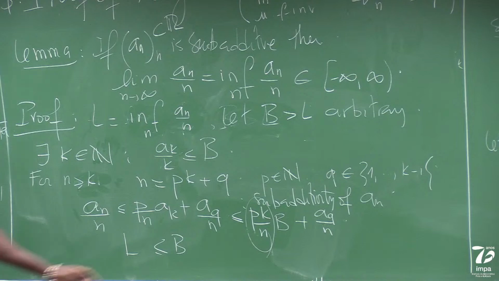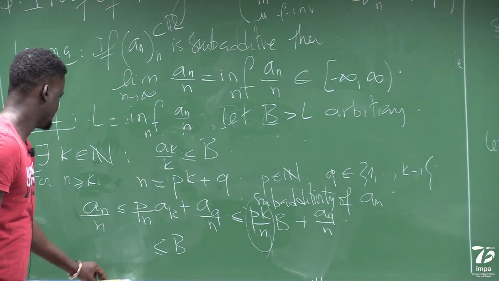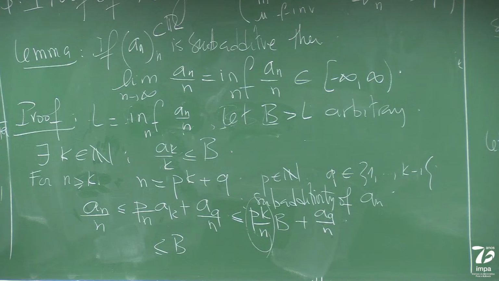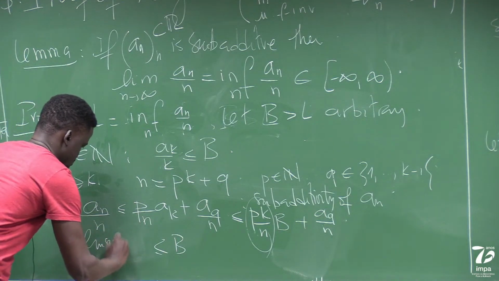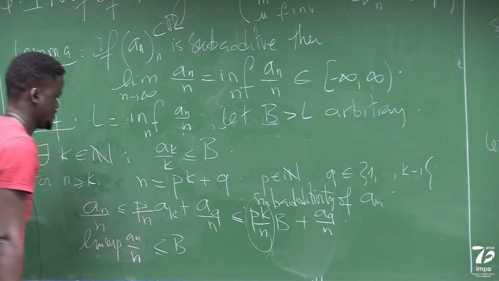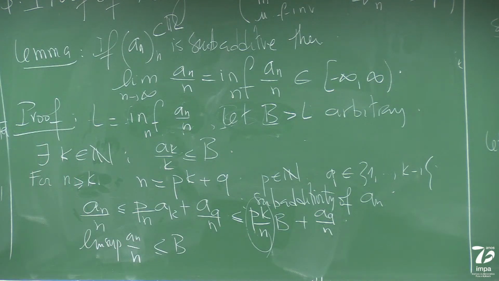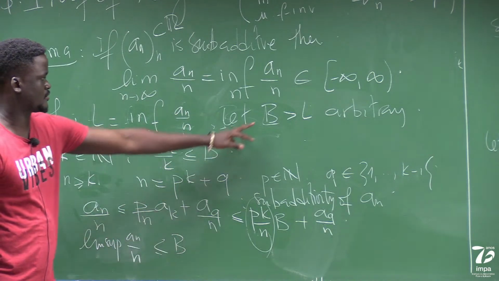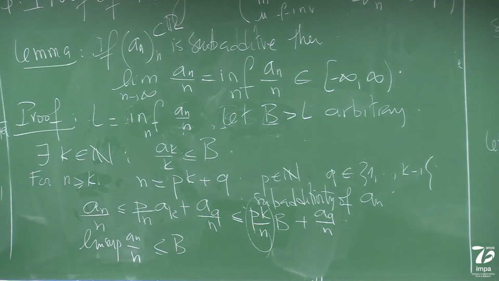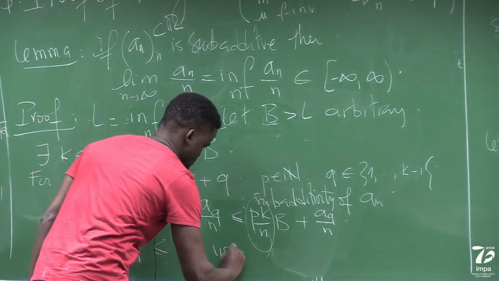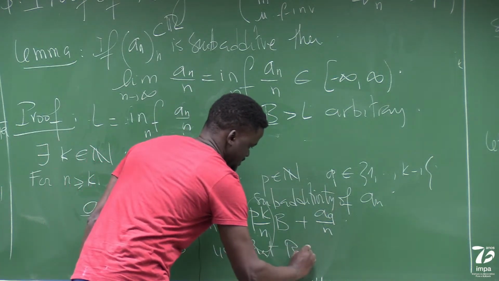Sorry, what did I say? I'm saying the lim sup here. Let's say here lim sup. And here you use the fact that B is arbitrary to conclude that this limit exists, okay? And use that B is arbitrary.